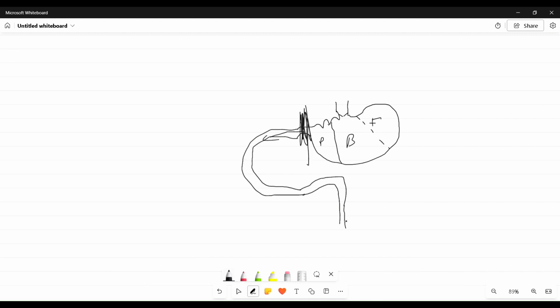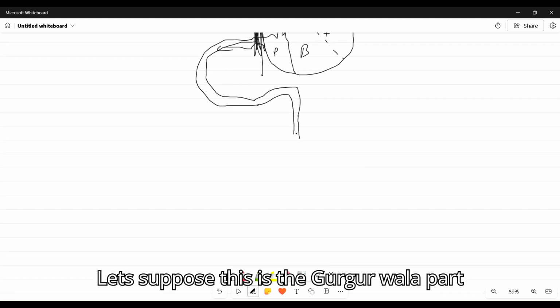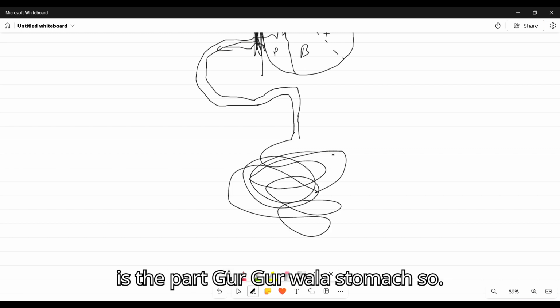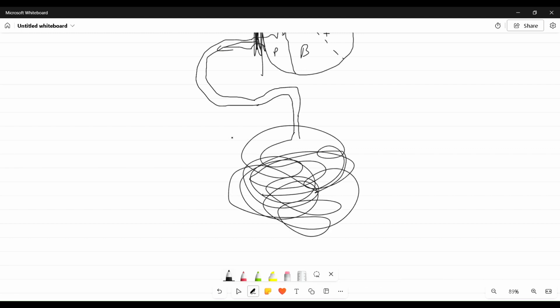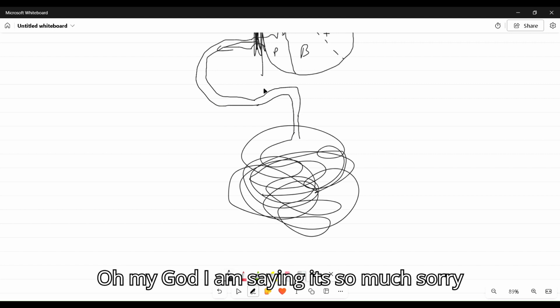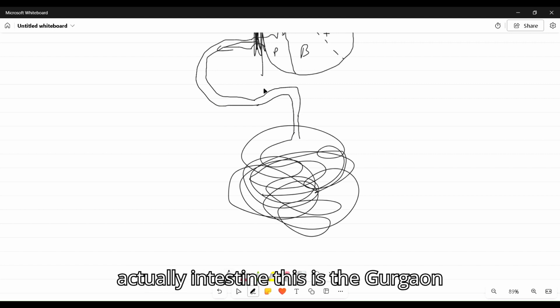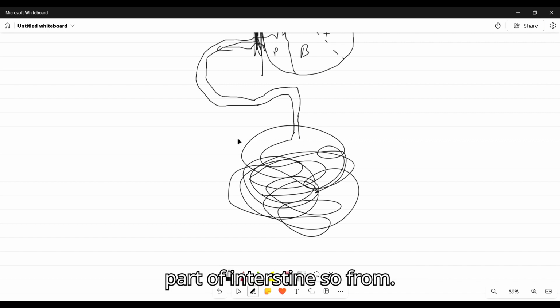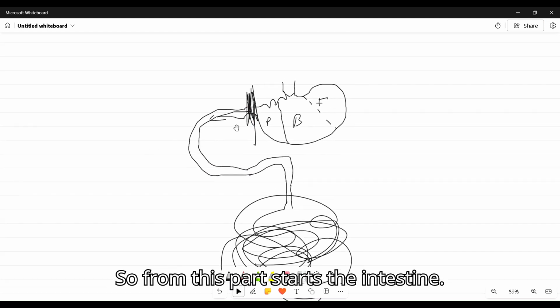Suppose this is the coiled part, the corridor part, of the stomach. Oh my god, I am saying stomach, sorry, actually intestine. This is the coiled part of the intestine, the corridor part of the intestine. So from this part starts the intestine.